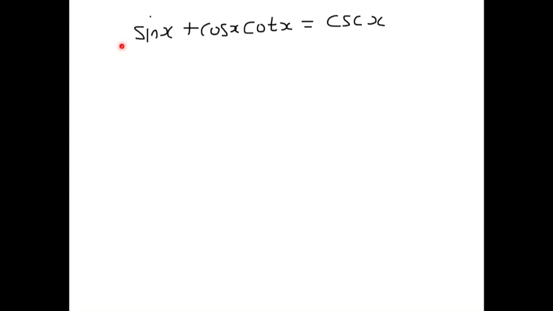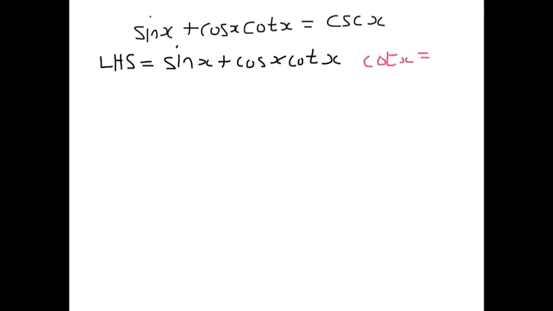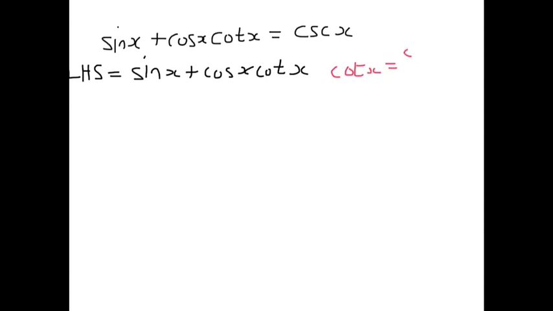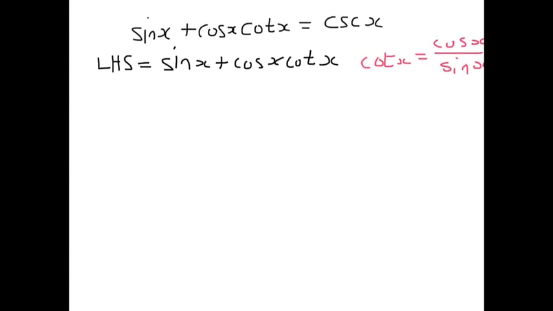Okay, so I'm going to start with the left hand side again, and that's equal to sine x plus cosine x cotangent x. I'm going to rewrite cotangent x as its quotient identity. You'll remember that that is cotangent x equals cosine x over sine x. So I'm just going to replace cotangent x with that expression. I'll do that in red.